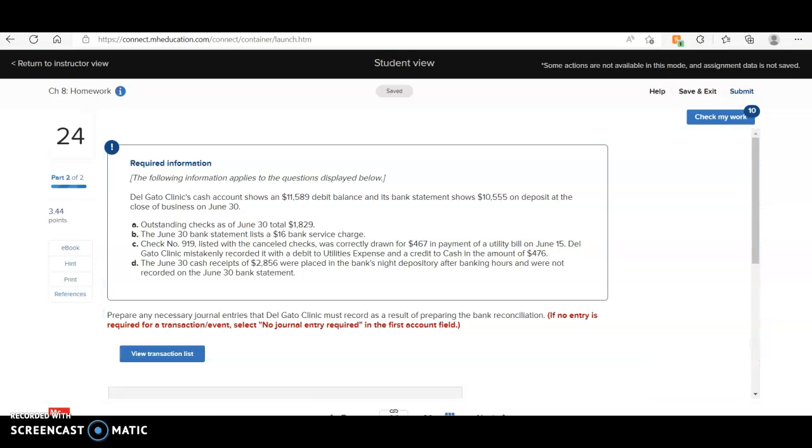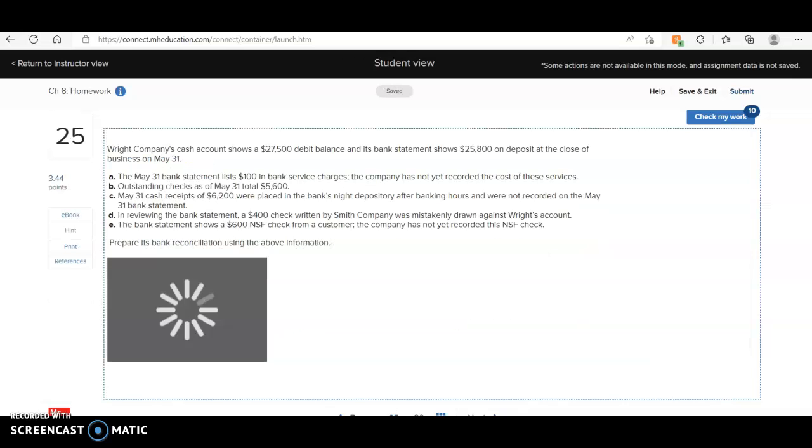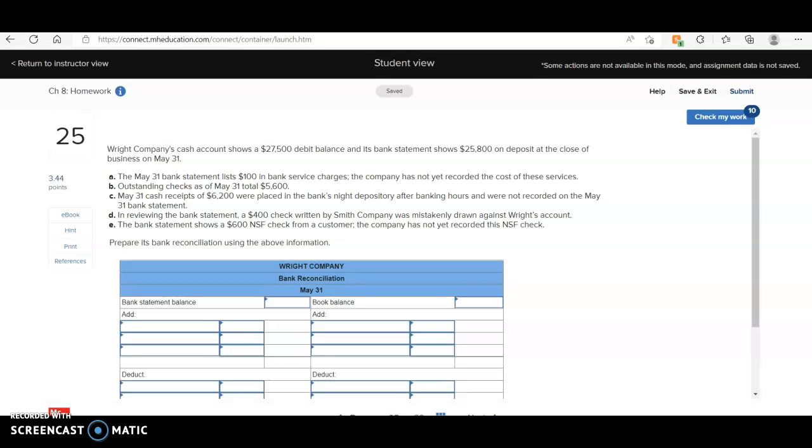24 is the journal entries that go along with number 23. 25 is another bank reconciliation, so we're getting lots of practice with it. It's done the same. And again, this one has the hint button, so you can watch a video to kind of walk you through. It doesn't have the journal entry part, it's just the bank reconciliation.